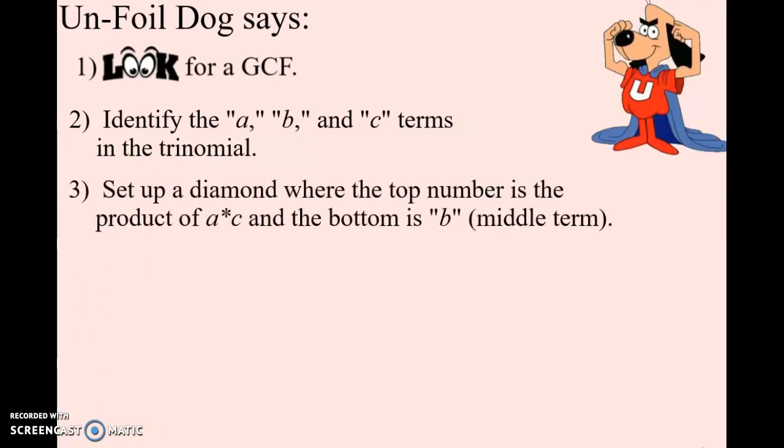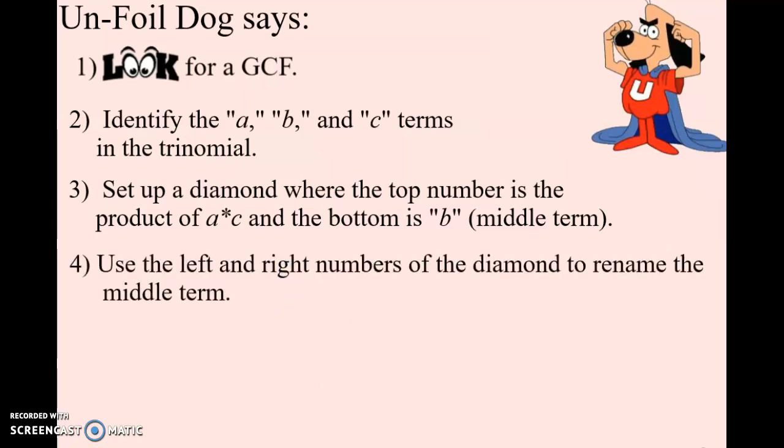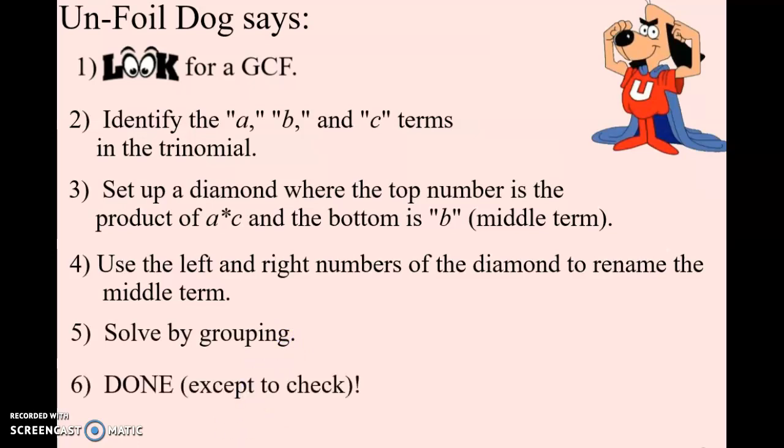We're going to go back to using those diamonds because you guys did so well using the diamonds the other day to start with the factoring when a was equal to 1. Now we're going to use those diamonds to help us through these problems. We're going to use the numbers from the diamonds to rename the middle term, solve the problem by grouping, and then we're all done except to check. Please make sure you take notes. Write all of these down because it's going to help.